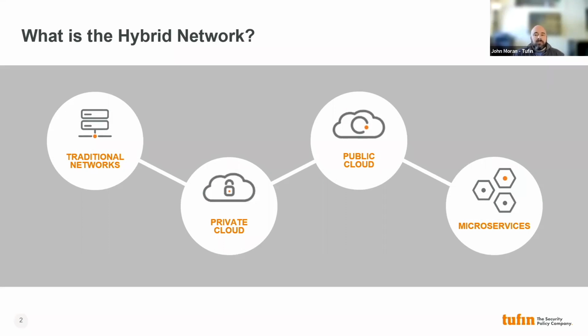Public cloud, obviously, right? We're talking about moving things into the public cloud and the connectivity that needs to exist into the public cloud. And then microservices, right? More and more enterprises are moving towards a microservice approach, Kubernetes, that sort of thing. And they may be running that on-prem, maybe running it in the public cloud, maybe running it in your private cloud, or a hybrid approach of the hybrid approach, right? So all of these things, depending on your deployment, may combine to make up your hybrid network.